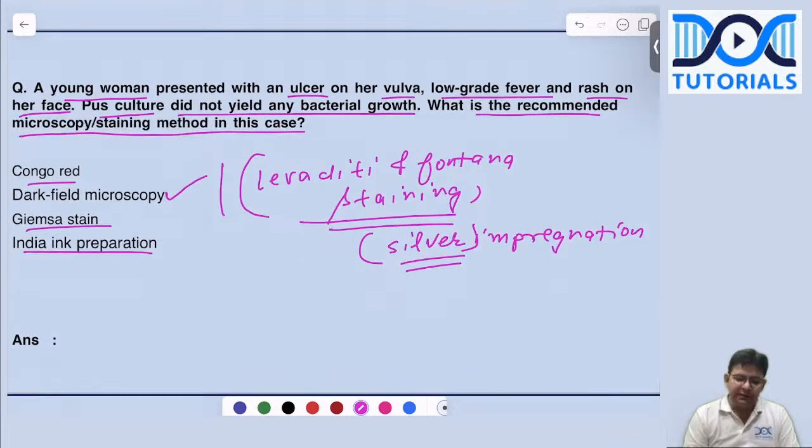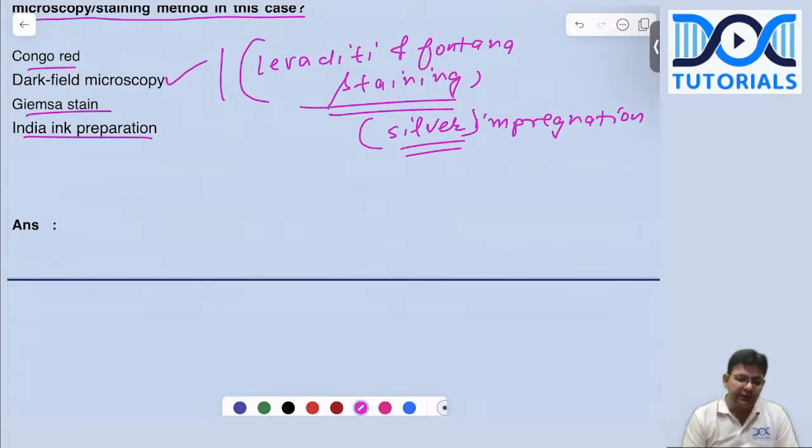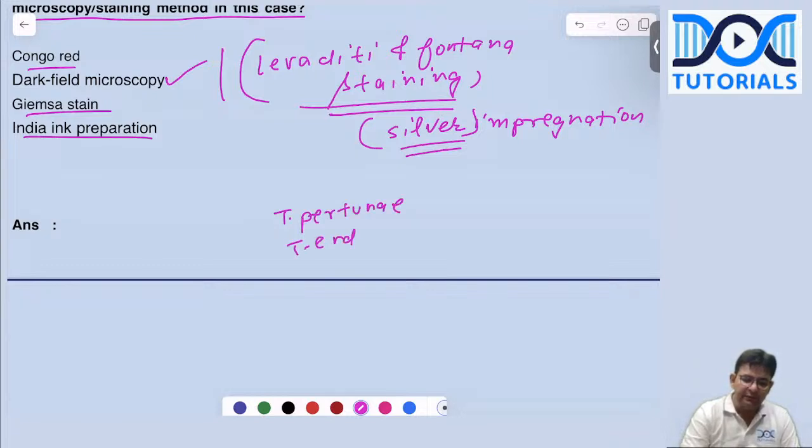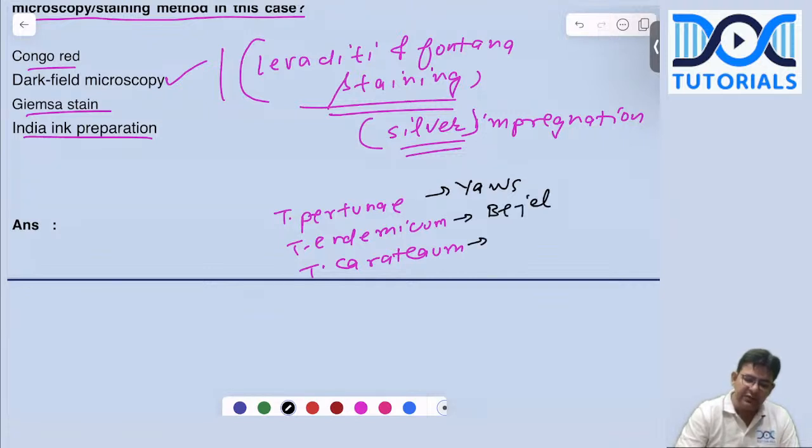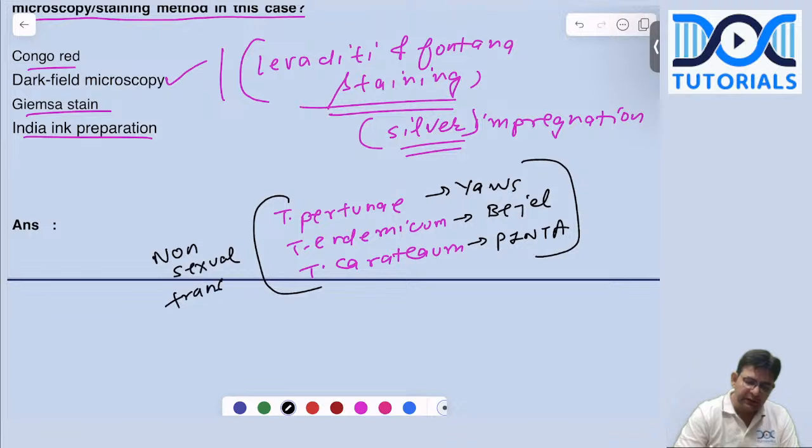Very right. Benzathine penicillin and procaine penicillin are used as the drug of choice in the case of syphilis. Important here, which can come extra, are these names: Treponema pertenue, Treponema endemicum, Treponema carateum. Pertenue leads to what, guys? Yaws. Endemicum leads to Bejel, that is endemic syphilis. Carateum leads to what? Pinta. And all these organisms have non-sexual transmission.